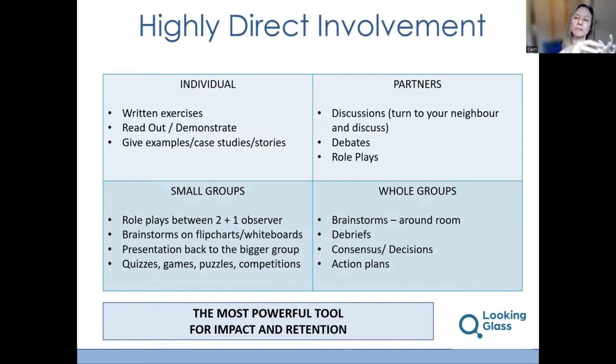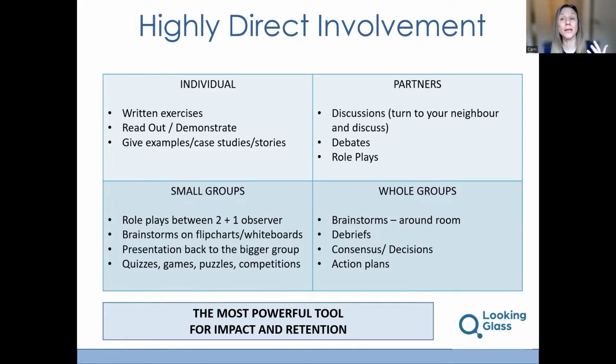This whole idea of round the room is really useful for highly direct. It really blows out your time, but it's very useful in terms of making sure everyone's engaged. All right, partners is where you might turn to your partner, the person next to you, your neighbor, and have a little conversation about something. Guys, just discuss this issue. Or maybe they do a little debate between them, or a role play of some sort.